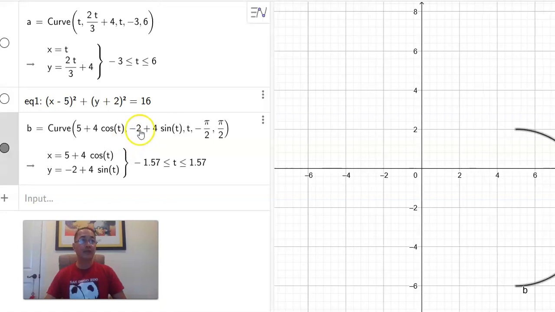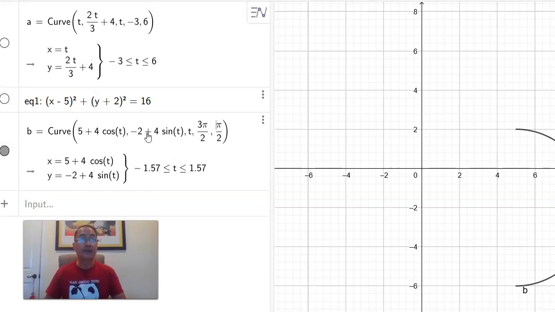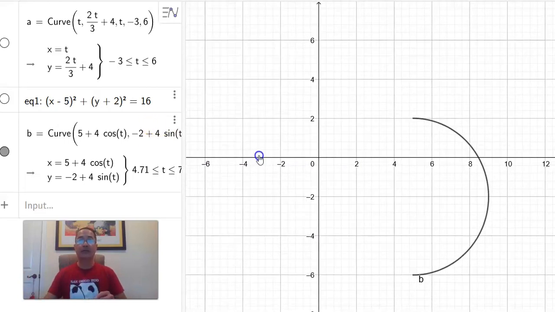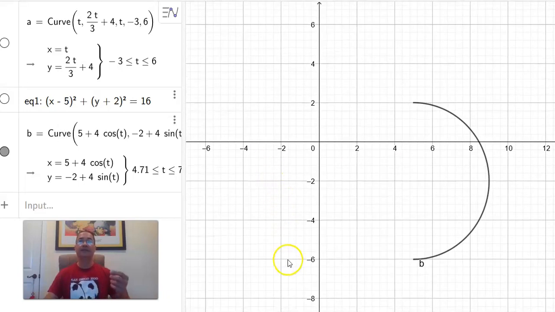Okay, so that's with the domain from negative pi over 2 to pi over 2. Don't worry, it will come back. So if we change this now to 3 pi over 2 and finish at 5 pi over 2, it's exactly the same curve. Okay, so yeah, scoot back over. Yes. Okay.